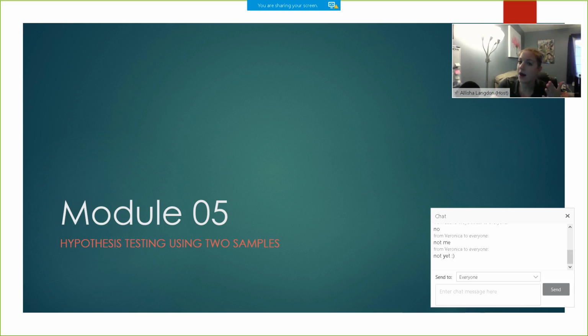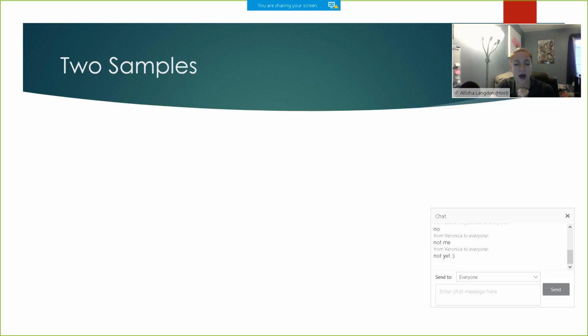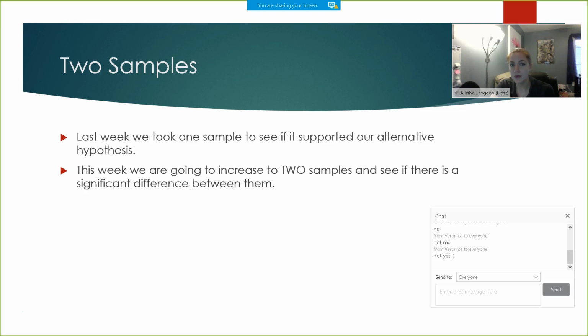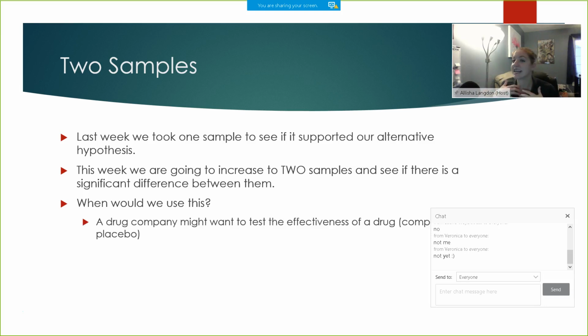So we're going to do hypothesis testing using 2 samples. How does that work? This week we're going to increase to 2 samples to see if there's a significant difference between those 2 samples. So when would we use this? Why is this important? Why do we need to look at 2 different samples and compare if there's a difference, I should say a significant difference, between them?